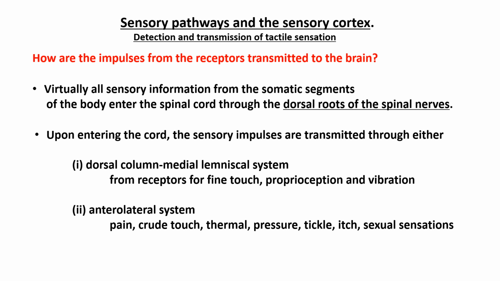So the receptors that detect fine touch, proprioception, and vibration, impulses from these receptors are transmitted through the dorsal column medial lemniscal system. The other system that carries information from the receptors is the anterolateral system.